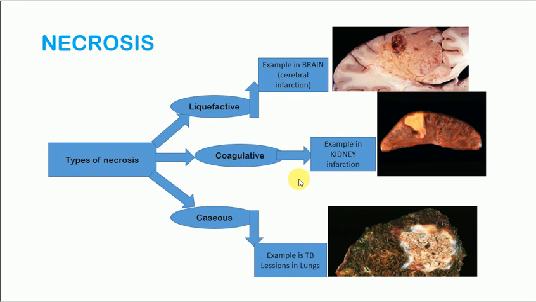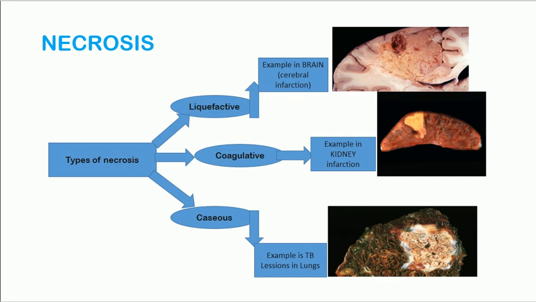Now the third one is caseous necrosis. This is manifested within TB lesions in the lungs. As you see, this is the part of the necrosis within the lung. This one we call caseous necrosis. In other words, caseous necrosis means it is cheese-like.